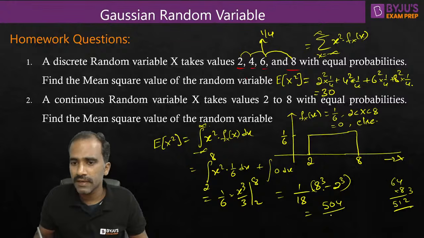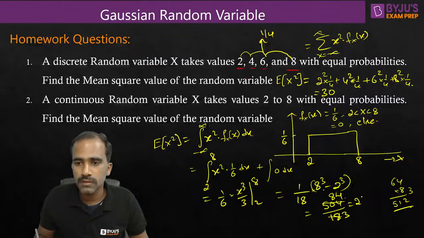504 divided by 18. So can we cancel something here? Yes, I think we can cancel something. 6 will go, right? 6 3s, 6 8s of 48, 6 8s of 48, 24, 6 4s of 24, 84. 84, will it be divided by 3? I think it will be divided by 3. So it is 3 2s of 6, 3 8s of 24, right? 28. I think that should be fine.